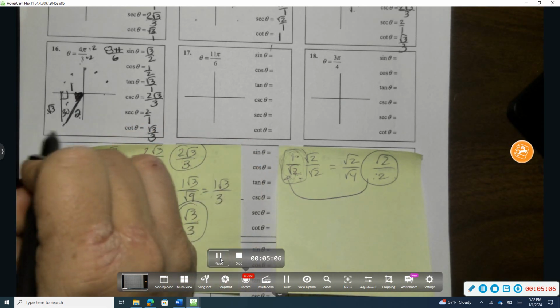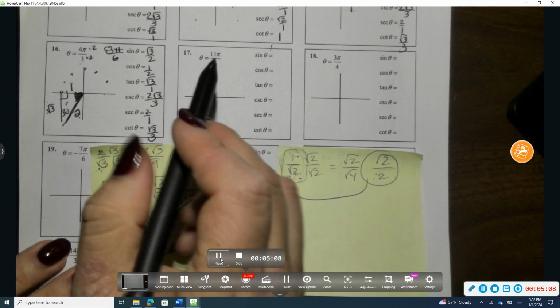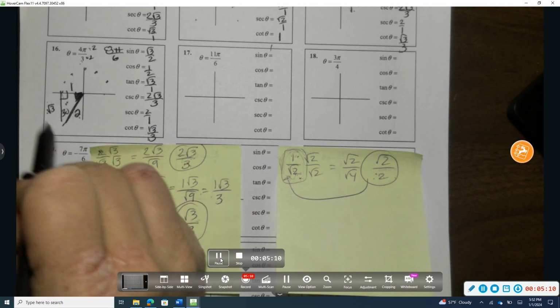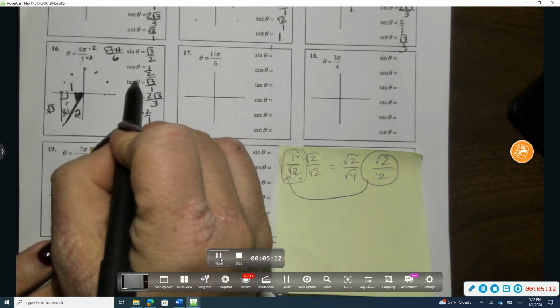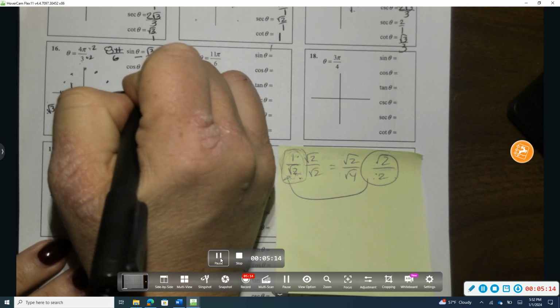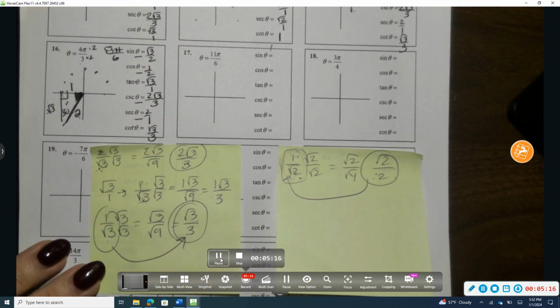This lies in quadrant number 3, and in quadrant 3, only the tangents, all star trig. Only the tangents are positive and the reciprocal. Everything else gets a negative.